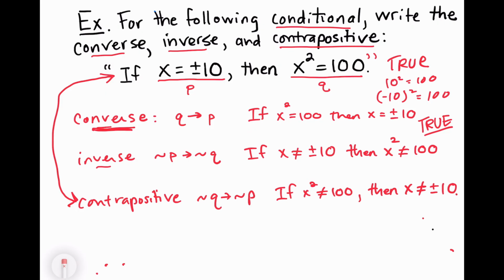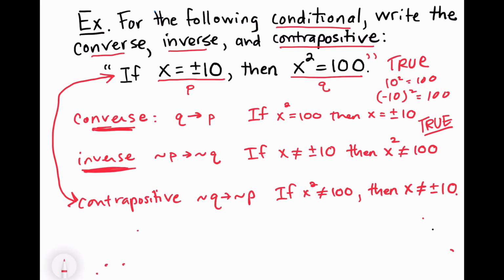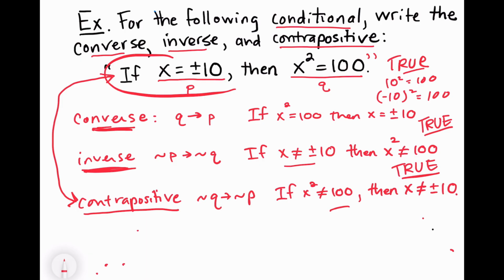So let's look at the inverse statement. Is this true or false? If x is not equal to positive or negative 10, then x squared is not going to be equal to 100. And yet this is also true. Okay, so notice that the converse and the inverse could be true, or could agree or be equivalent to the original conditional, or they could be false. They could disagree. But the contrapositive will always be equivalent. This statement is always true, so this is always going to be equivalent to the original conditional.